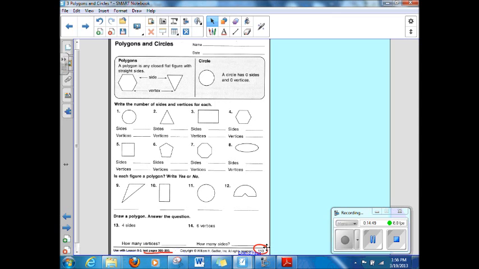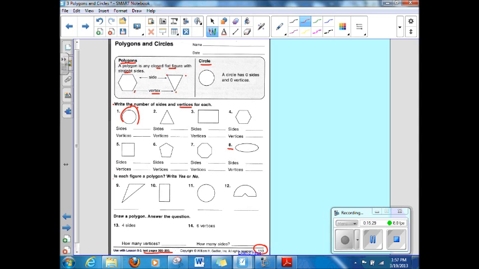Now then, let's take a look at your lesson called Polygons and Circles on page 113. At the top of the paper, remember we talked about polygons and we talked about circles. We said a polygon was any closed flat figure with straight sides. We also talked about the word vertex. Each one of these places where a straight side comes together is a vertex. If there's more than one vertex, it's called vertices. Let's look at the instructions for the first set. Here it says, write the number of sides and the vertices for each. How many sides does a circle have? How many vertices? And so on, up to number 8.